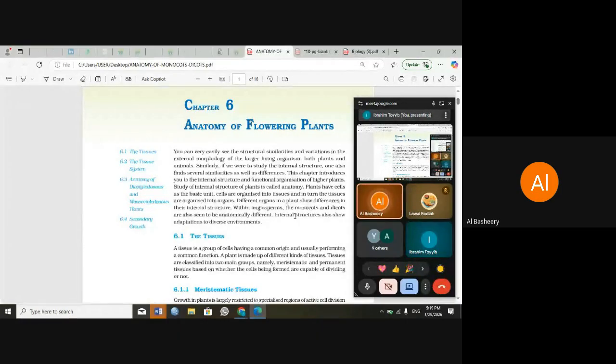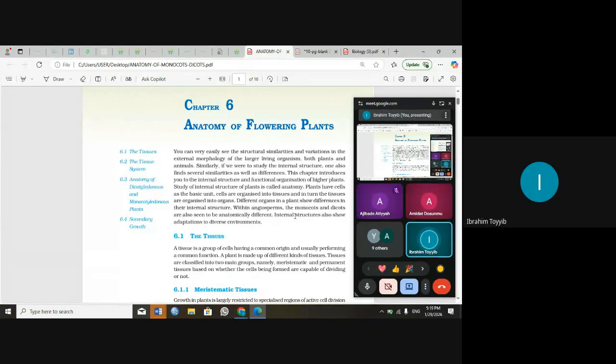The study of plant and animal. No. Structure. Anatomy is the study of the internal structure of flowering plants. Anatomy is the study of internal structure of living organisms.